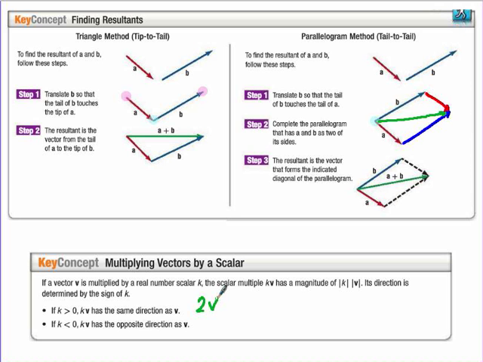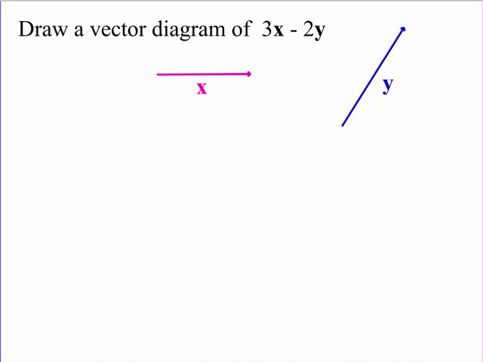Okay? If k is less than 0, kv has the opposite direction of v. So if it would be negative 2v, that just means it's going to go in the opposite direction, and I'll show you that on the next example. Okay? So let's go ahead and look at this. It says draw a vector diagram of 3x minus 2y. These are some of the first problems on your homework.